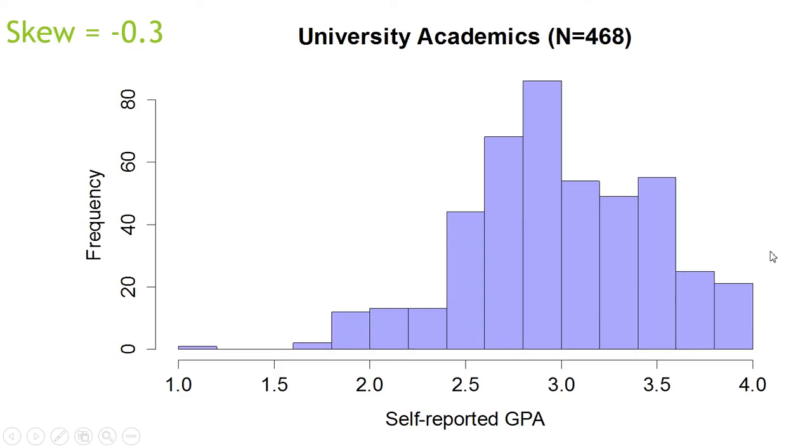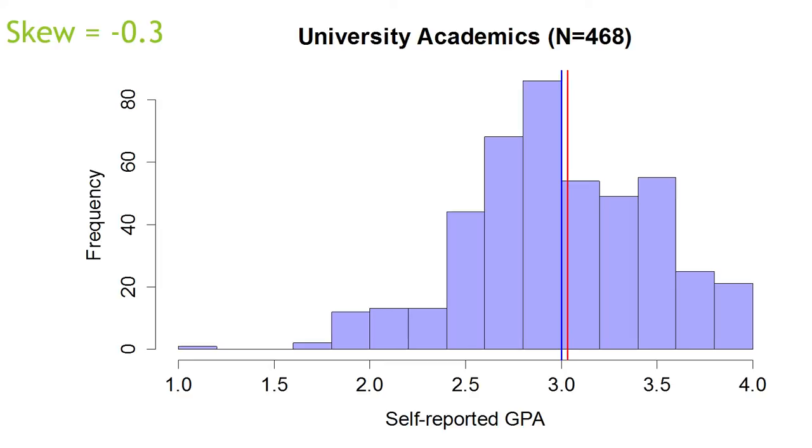So here's a histogram of something else. This is those same individuals, their self-reported GPA. You can see that this is negatively skewed, as GPA tends to be. And then there's one extreme observation, one outlier, 1.0. Everybody else has something above 1.5. And a lot of piling up around the B range, about 3.0 is the most common reported thing.